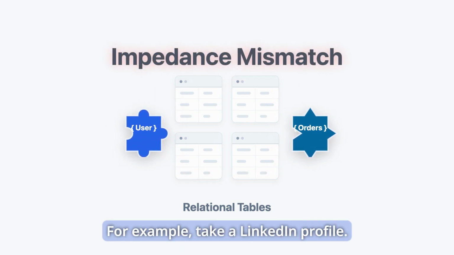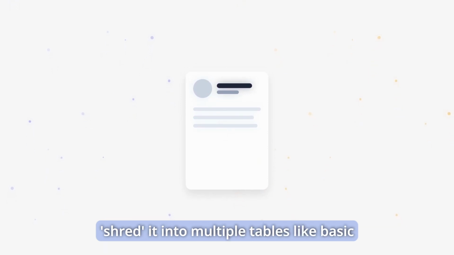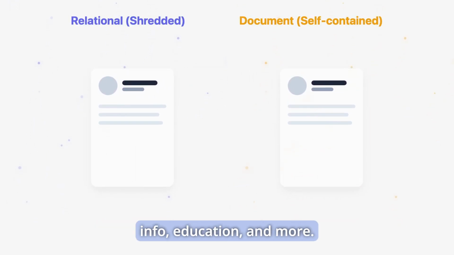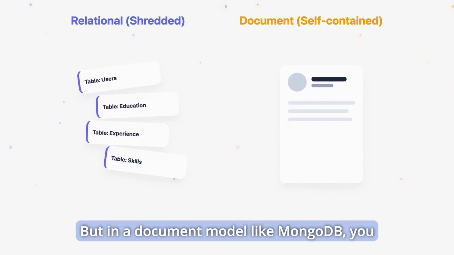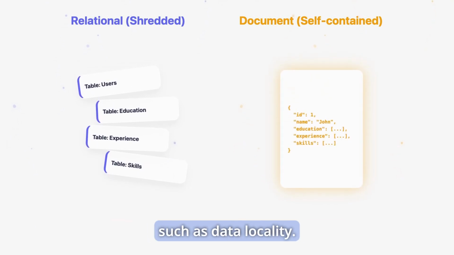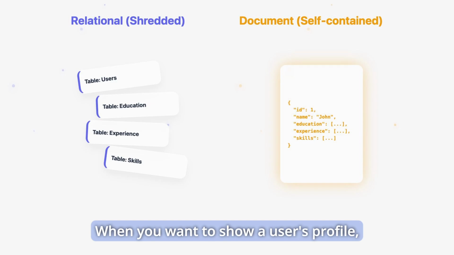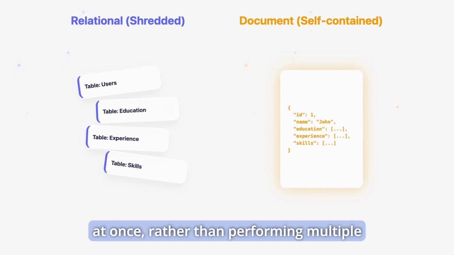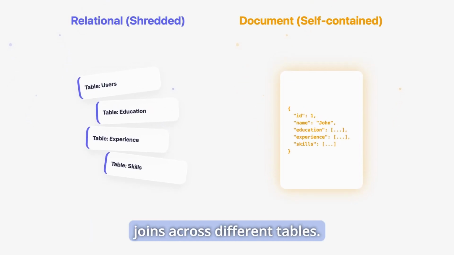For example, take a LinkedIn profile. It's a self-contained document. In a relational DB, you would have to shred it into multiple tables like basic info, education, and more. But in a document model like MongoDB, you store it as one big JSON document. This gives you benefits such as data locality. When you want to show a user's profile, you perform one query and get everything at once, rather than performing multiple joins across different tables.